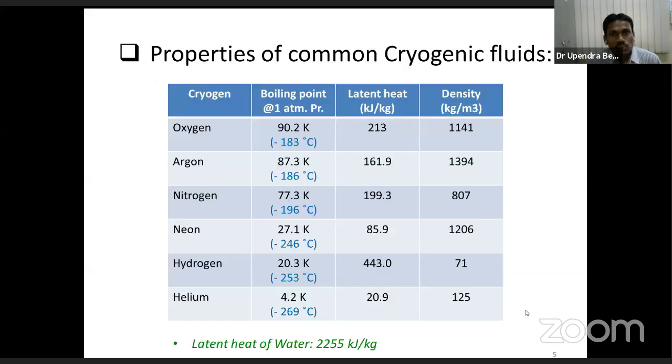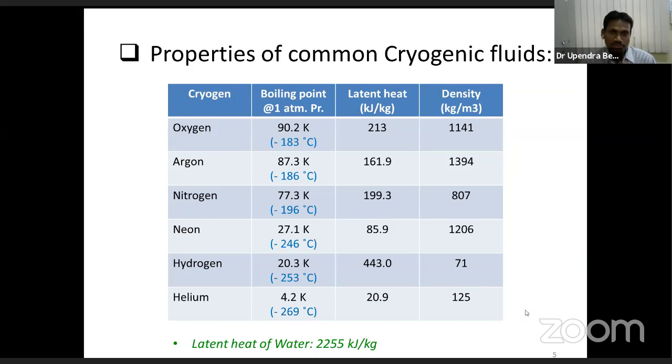Then let us go to the properties of some cryogenic fluids. Here, I'll emphasize two to three parameters related to the properties of common cryogenic fluids. The common cryogenic fluids, known as cryogens, are oxygen, argon, nitrogen, neon, hydrogen, and helium. All of us know oxygen is available at 21% by volume in the atmosphere, and nitrogen is 78%. Argon takes another place, at around 0.93%. Neon, of course, is very little, hydrogen is 40 to 50 parts per million, and helium around 5 parts per million.